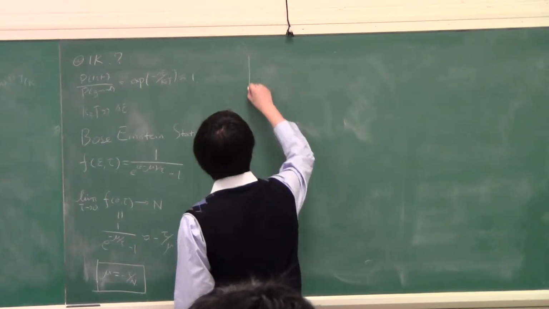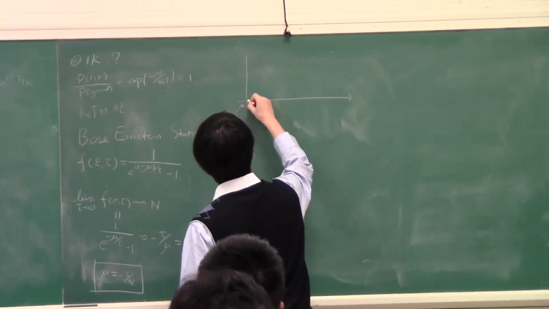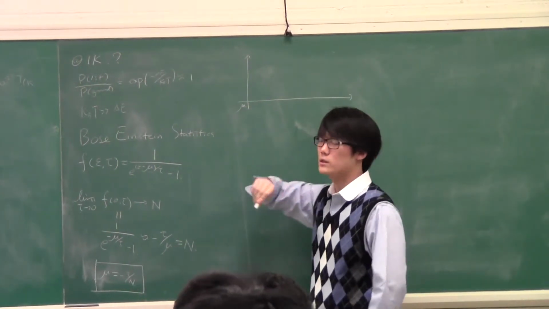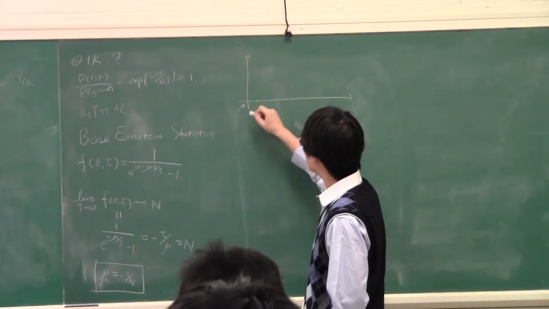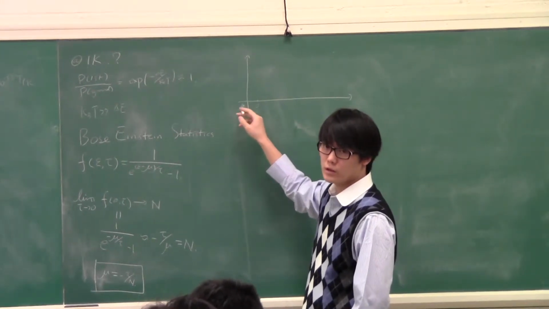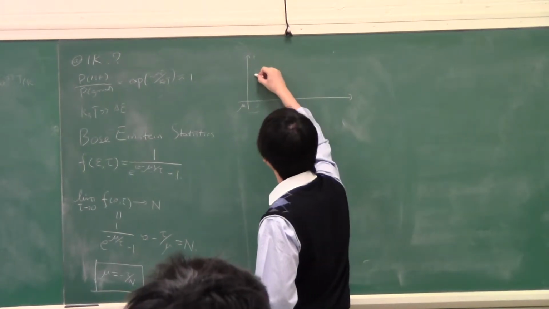So let's plot the Bose-Einstein statistics. I'm going to put mu on this vertical axis here, and since mu is less than 0, we know that 0 is here. This is extremely exaggerated. This should be a very, very small number, a very, very small separation.